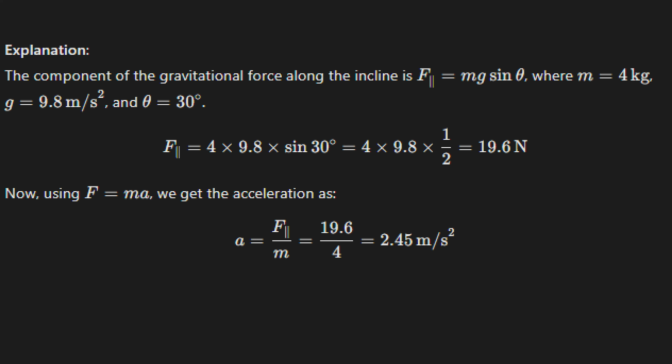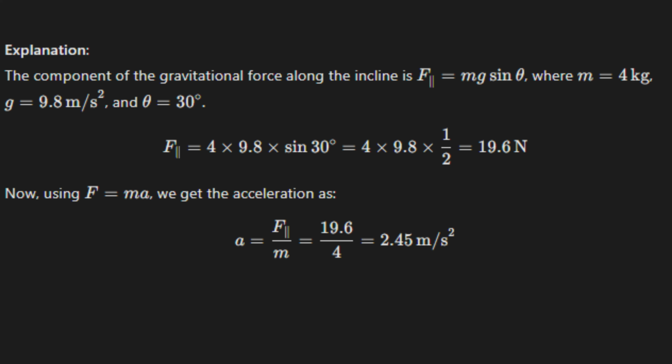To find the acceleration of the block, initially you need to find the force on the block. For the inclined object, we have the formula force is equal to mg sin theta, where mass is equal to 4 kg and g is standard gravity, which is 9.8 meter per second square, and the inclination is given as 30 degrees. So applying that formula, force is equal to 4 into 9.8 into sin 30 degrees, which is 1 by 2. We have got the value 19.6 newtons.